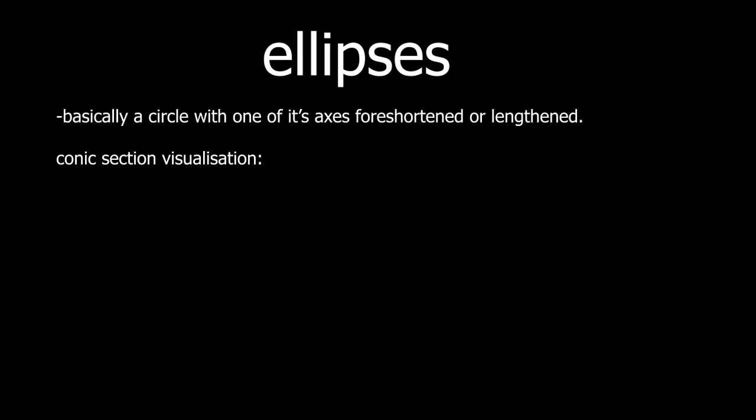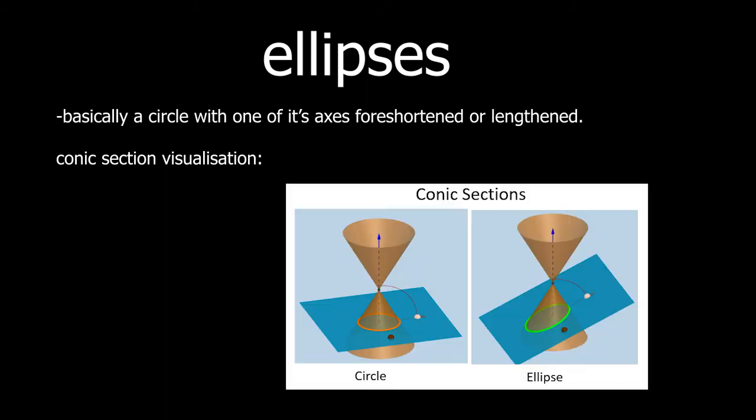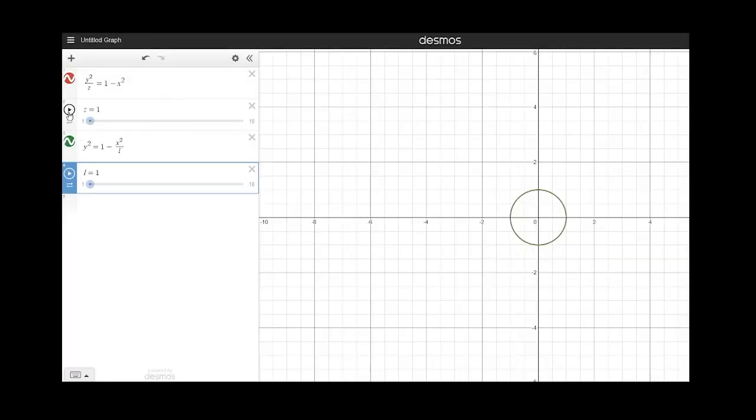Now I'll show you how to visualize, transfer and represent ellipses and other circular features in your drawings. It's good to have a conic section visualization of these relatively circular features. Here is a video or a graphic showing you basically the definition I had given in the previous slide of an ellipse basically being a circle with one of its axes lengthened or foreshortened.